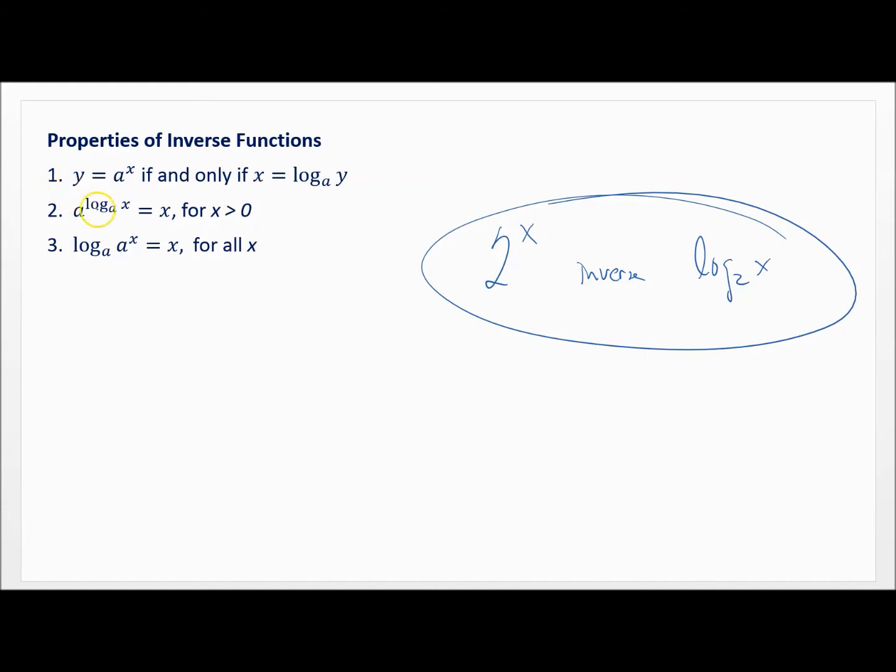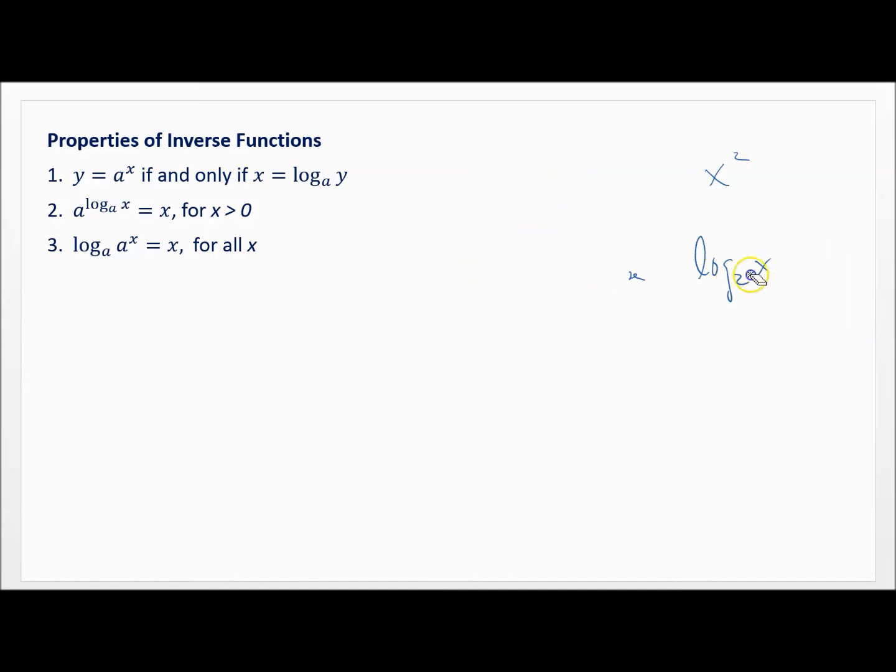But first property here, if y equals a to the x, that's called exponential form. You can rewrite that in logarithmic form. x is equal to log base a of y. Now, that's not what I have written here. These are both functions of x, and they are inverses of each other, just like the square root of x is the inverse of x squared. That's what I mean by inverses of each other, okay?